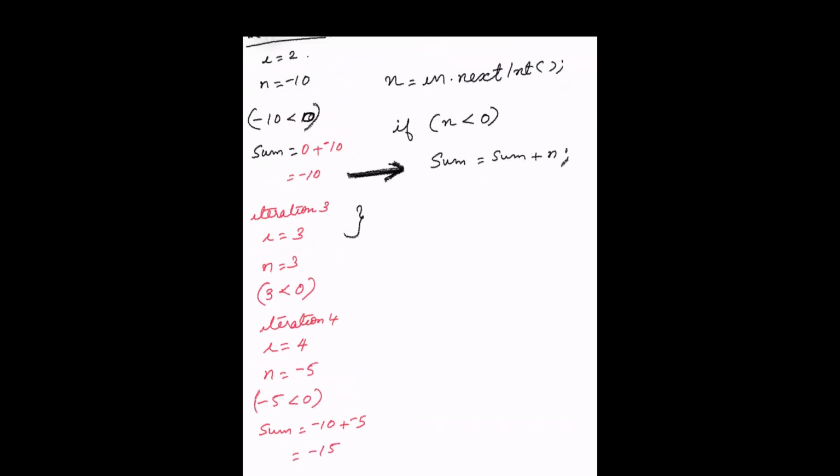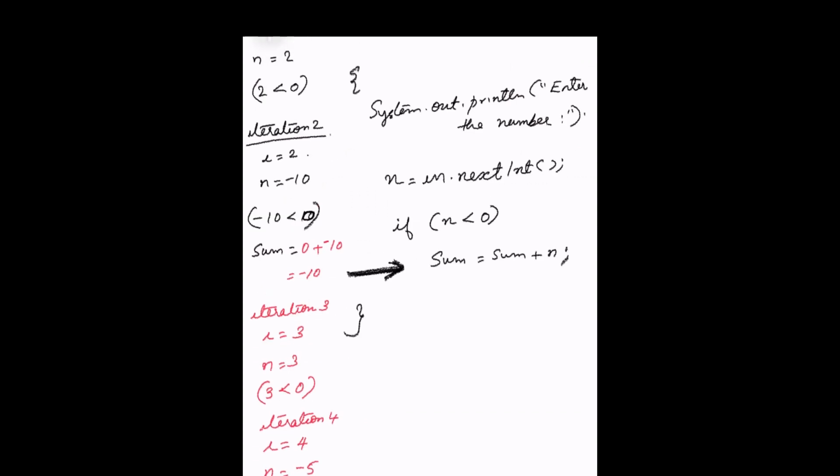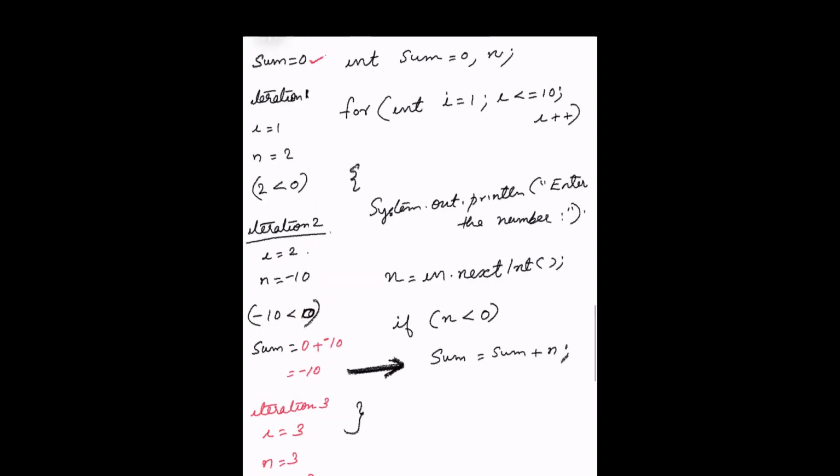So how many times will this loop get executed? Till the value of i becomes 10, the loop will get executed. The moment i becomes 11, it will exit from the loop, because what is our condition? i less than or equal to 10. The moment i becomes 11, the condition is false. So it will not execute that.